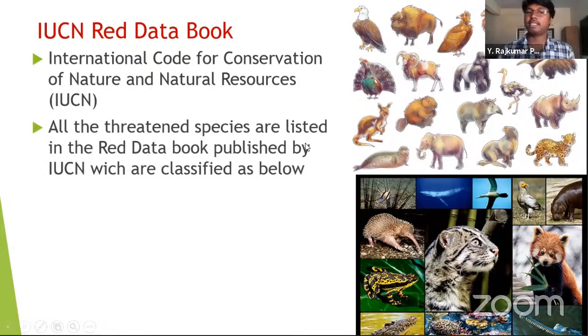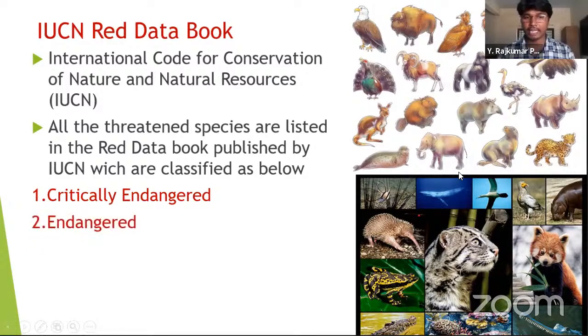Let's see, all the threatened species are listed in the Red Data Book, as I just said, and published by IUCN, which are classified as below. The spelling is wrong here. Ignore any tiny spelling mistakes. Let's see about the endangered, critically endangered and vulnerable species.